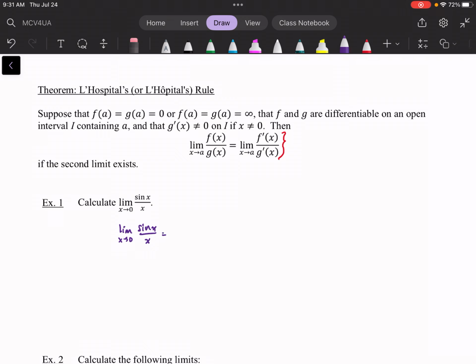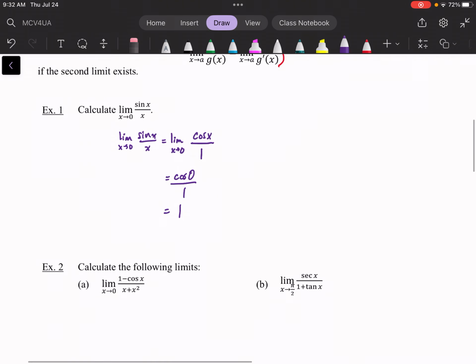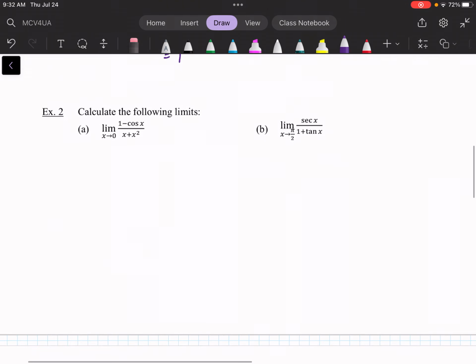Okay, so the limit as x approaches 0 is now equal to the derivative of sine x, which is cosine x, over the derivative of x, which is 1. Now we can substitute 0 in: cosine 0 over 1. Cosine of 0 is 1, and 1 over 1 equals 1. And we get the limit that we were looking for. Easy and simple as that. Okay, let's try another one, or a few other ones.